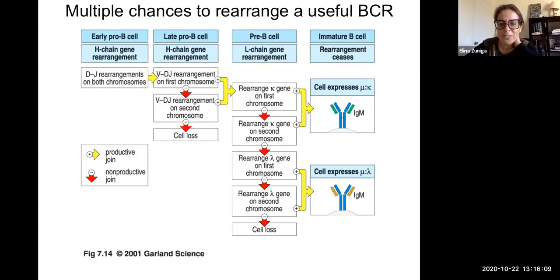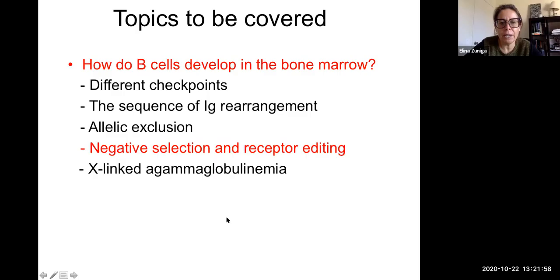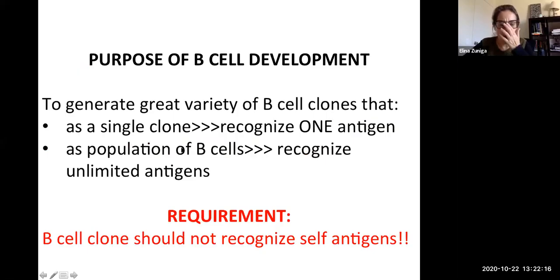Any other question? Let's go now with the negative selection and receptor editing. So far, we have a developing B cell that has been successful at generating the functional BCR that has just one specificity because of the mechanism of allelic exclusion. And so we fulfilled this purpose. And that's phase 1 of the development we mentioned before.